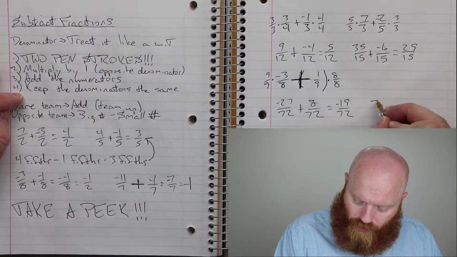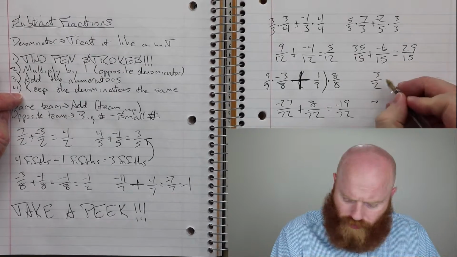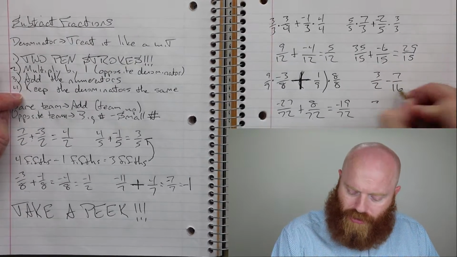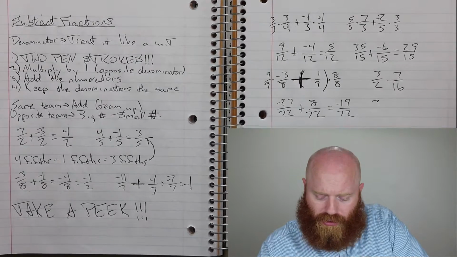Let's go. Three over 2. Oh, what the heck? 3 halves minus 3 sixteenths.